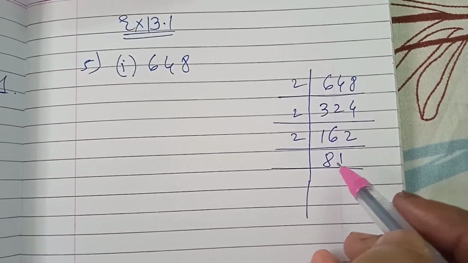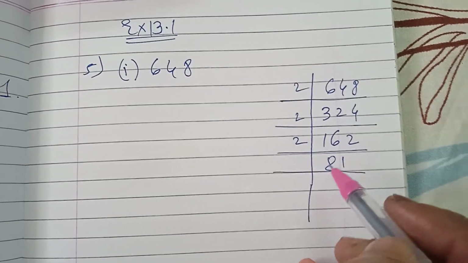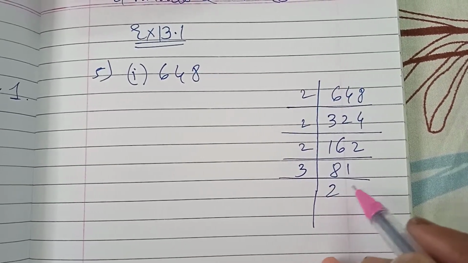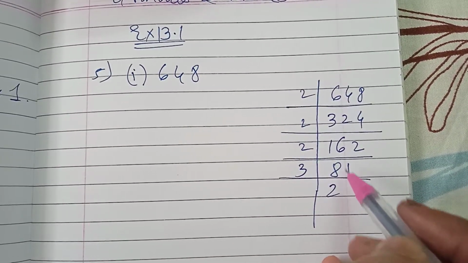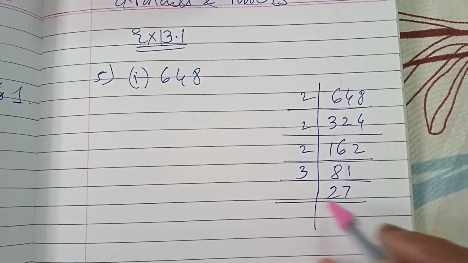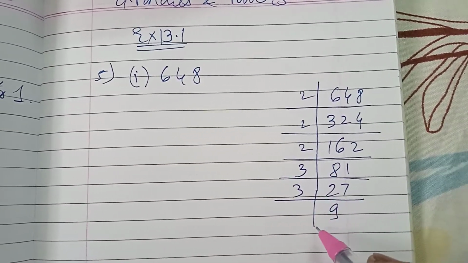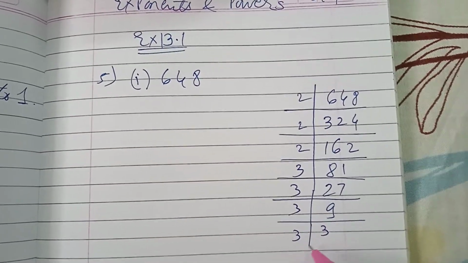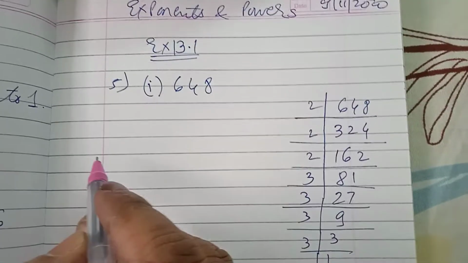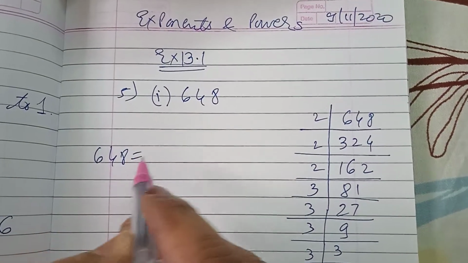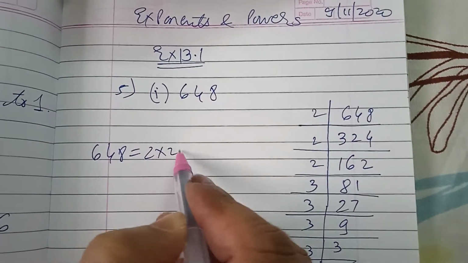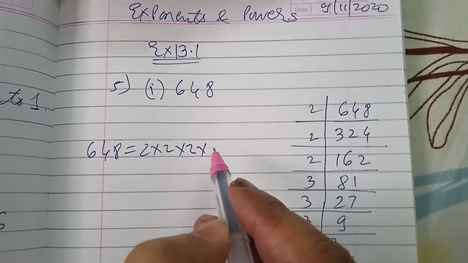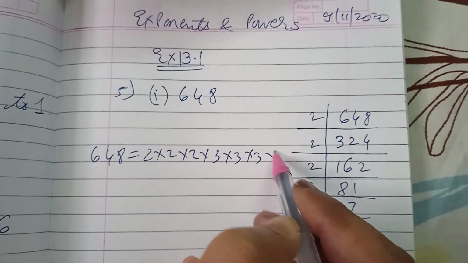We can use here the 3 because it is divisible by 3. So we write here 3. 3 2s are 6, 3 7s are 21, then 3 9s are 27, then 3 3s are 9, means 1. So we write here 648 is equal to 2 into 2 into 2 into how many 3s here? 1 2 3 4. 3 into 3 into 3 into 3.